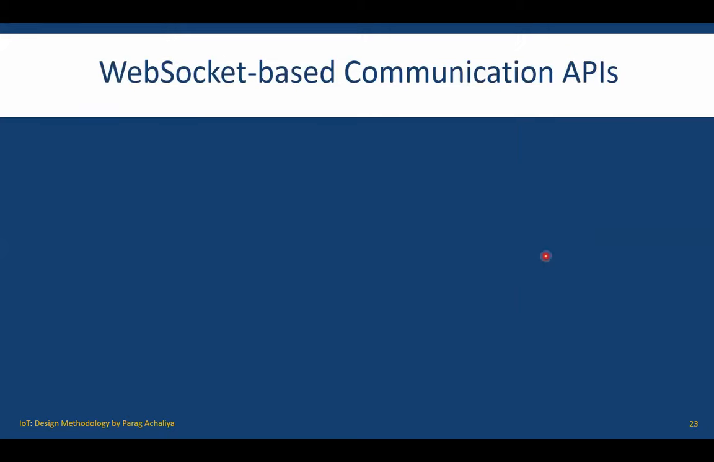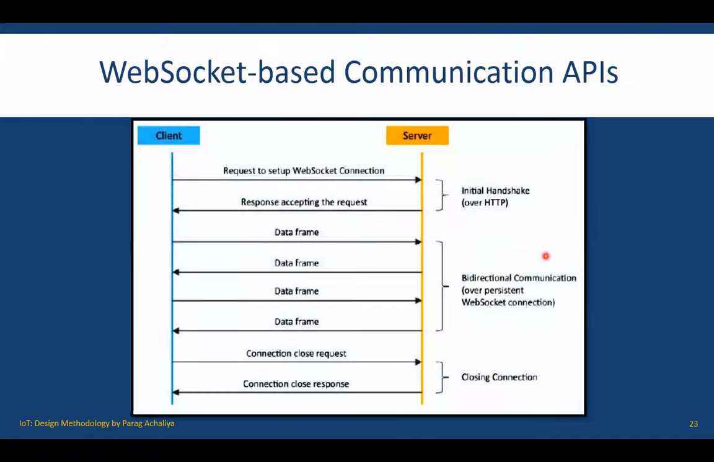Second one is WebSocket-based communication API. As discussed, this WebSocket-based communication API is based on the exclusive pair model, and it is bidirectional in nature between client and server. You can see the arrow indicates that it is bidirectional, and this type of structure is the exclusive pair model.